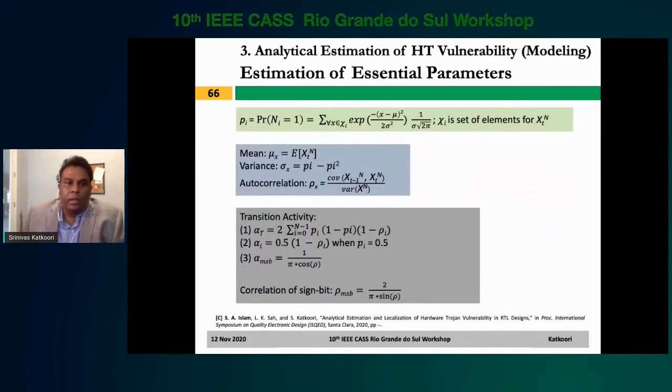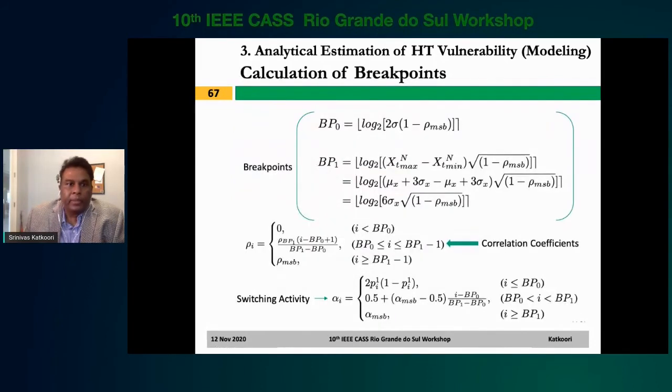Okay, so this is the math. I'm not going to go through the math. This paper was actually published in ISQED this year, and if you're interested, you can find these details in that paper. Again, how to determine the breakpoints depending on the data statistics is what is shown here.